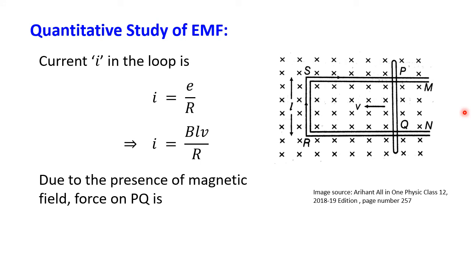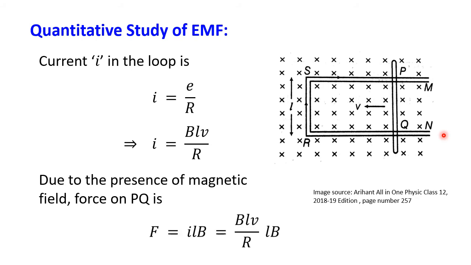Due to the presence of the magnetic field, there is a force on PQ. Whenever PQ starts moving, an induced voltage will develop, and due to that an induced current will be generated, so it is now a current carrying conductor. That current carrying conductor is moving perpendicularly in the magnetic field, so there is a force, that is BIL sin theta. It is moving perpendicularly, so F equals BIL.